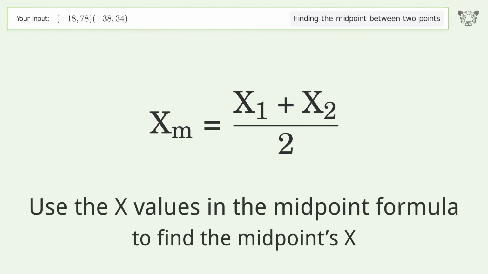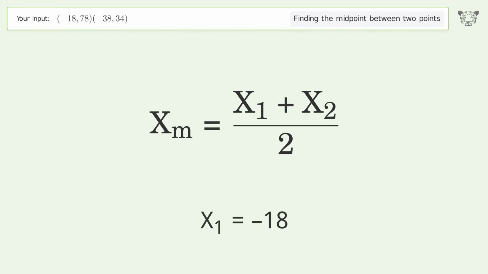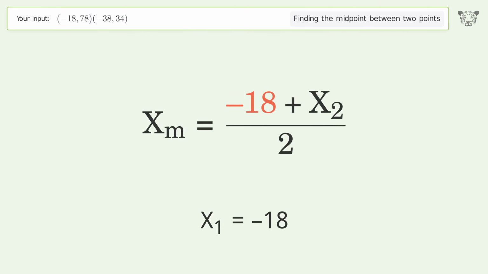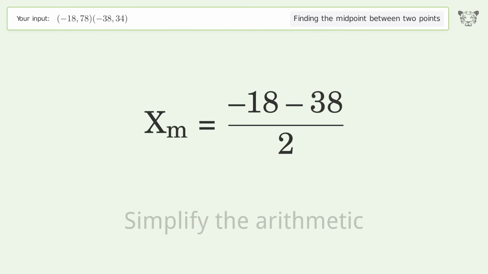Use the x values in the midpoint formula to find the midpoint's x. x1 equals negative 18. x2 equals negative 38. Simplify the arithmetic.